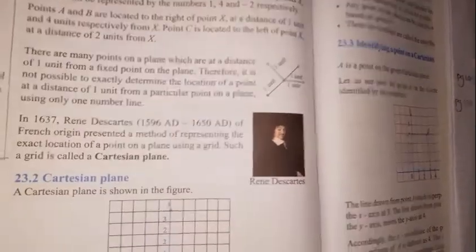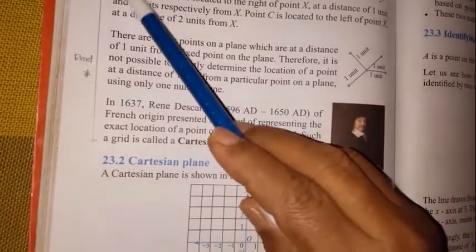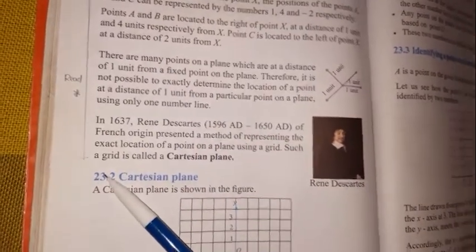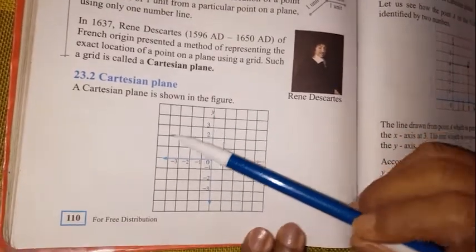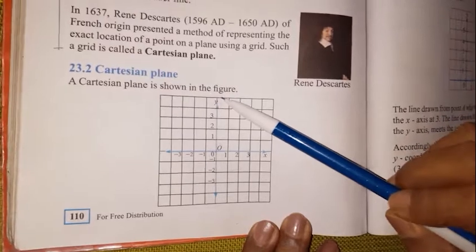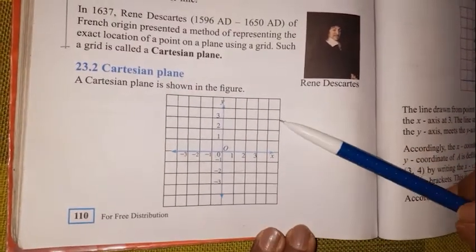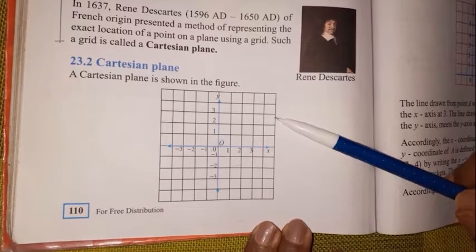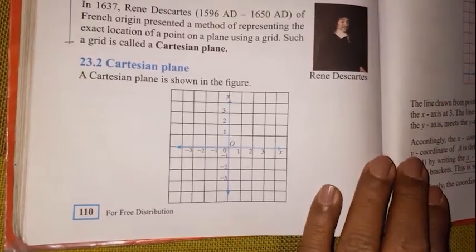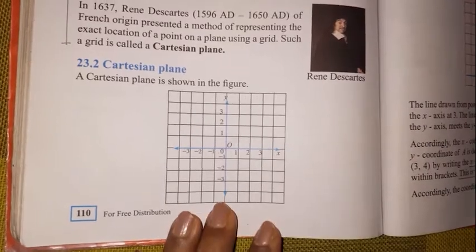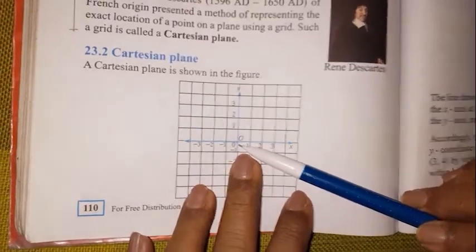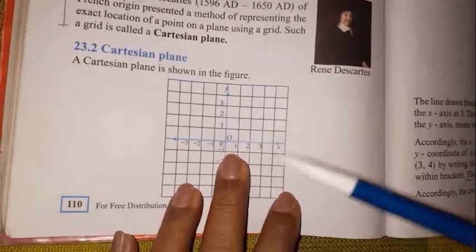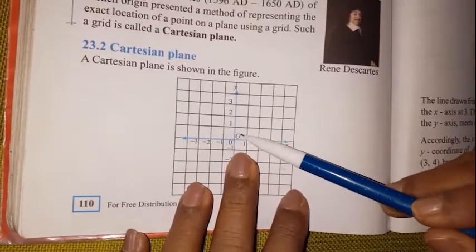Now, on page 110, there are some important points you have to read. From here to here, you have to read. Now, I am going to explain the Cartesian plane. A Cartesian plane is shown in the figure. Can you see they have drawn the Cartesian plane? Right. On page 111, there are some important points I am going to explain one by one. O is a fixed point on this Cartesian plane. This is O. It's a fixed point.